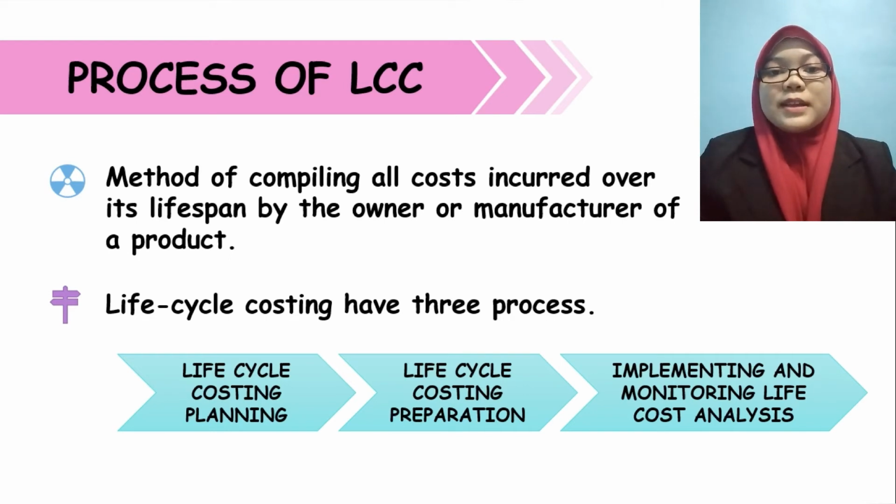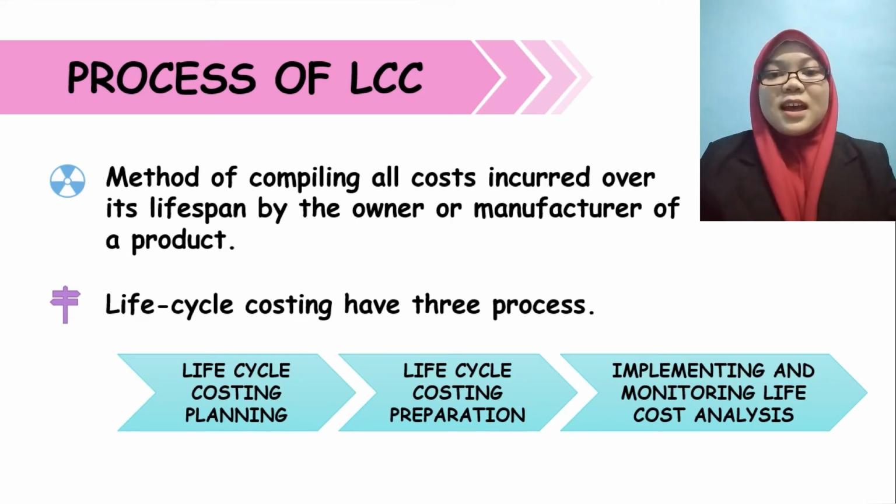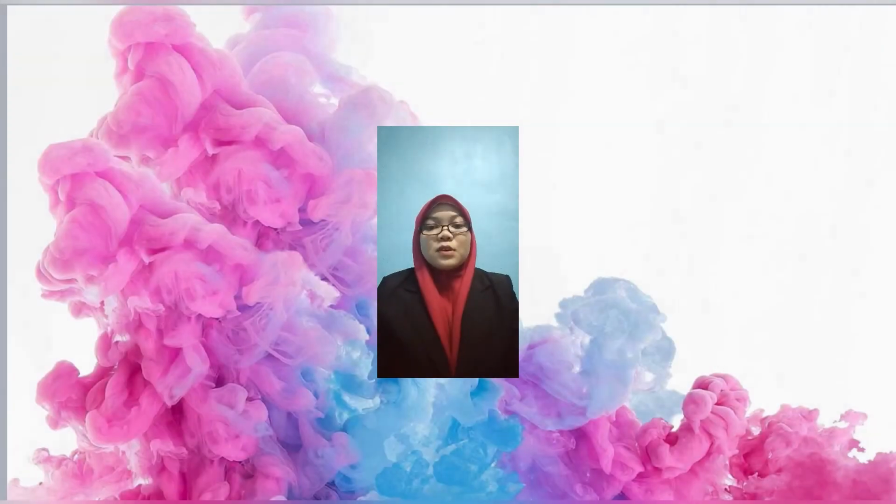Now, I'm going to explain the process of life cycle costing. The process of life cycle costing is a method of compiling all costs incurred over its lifespan by the owner or manufacturer of the product. Life cycle costing has three processes. Number 1, life cycle costing planning. Number 2, life cycle costing preparation. And lastly, implementing and monitoring life cycle cost analysis. This process will be explained further by our third presenter, Fazlin Saida.